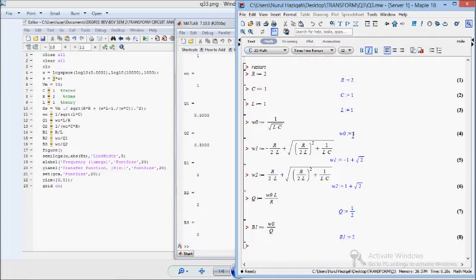Same goes with the answer in the MATLAB. Secondly, the quality factor is equal to 1/2, which is also the same as the answer in the MATLAB, which is 0.5. And the last one is the bandwidth. Bandwidth that we get in MATLAB is equal to 2, and we get the same answer in the Maple. Therefore, we can conclude that in Q3 we also get the same answer for Maple and the MATLAB.